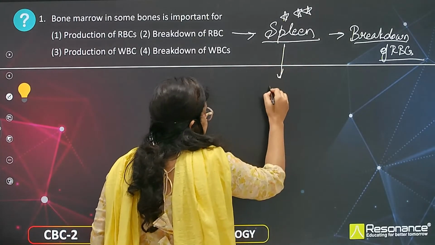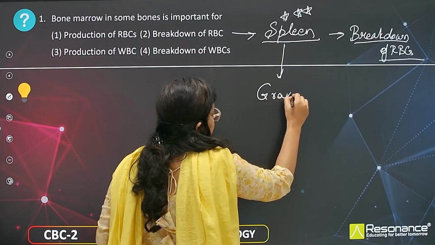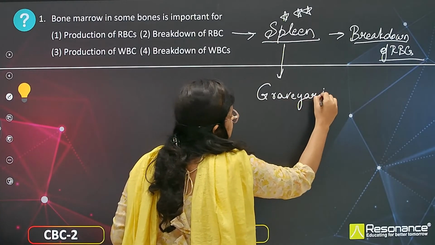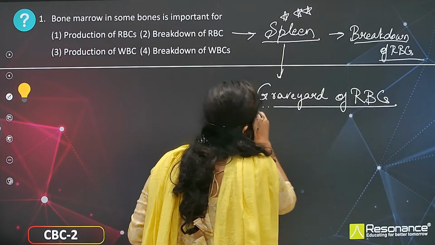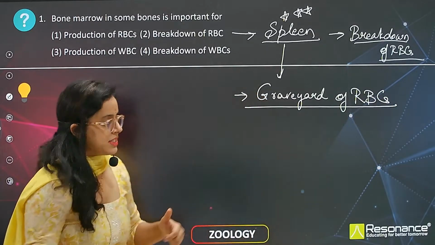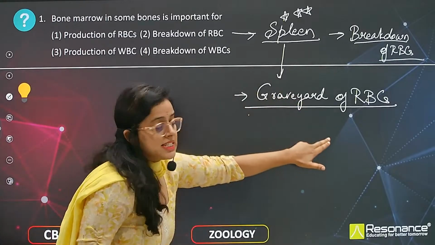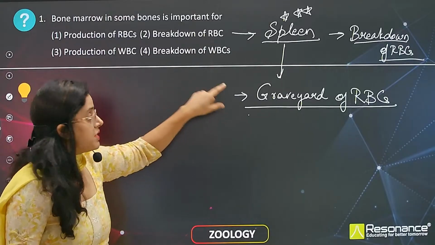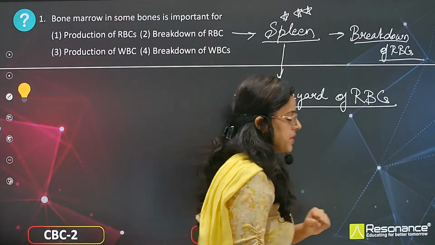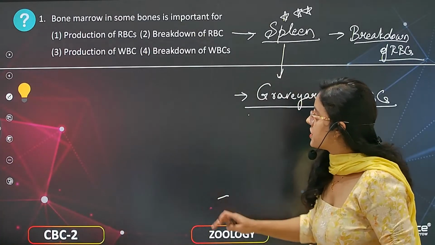That is the reason it is called the graveyard of RBCs. This you are going to learn in your future classes. So the graveyard of RBCs is the spleen, an organ which is present dorsal to the stomach. So this is our first question. Now we are moving to the second question.